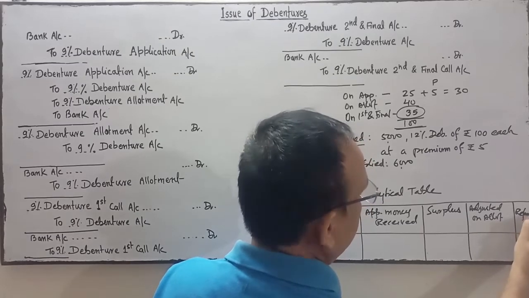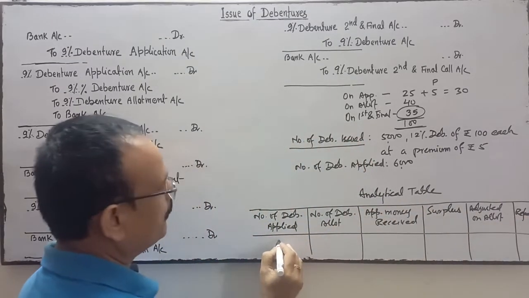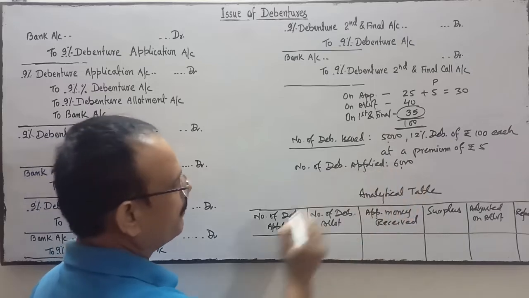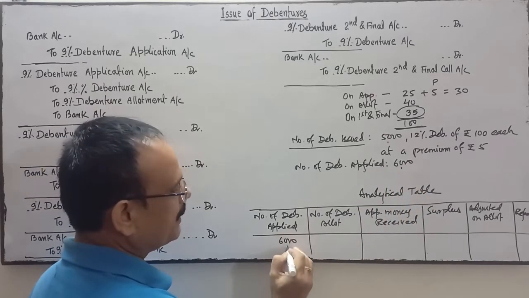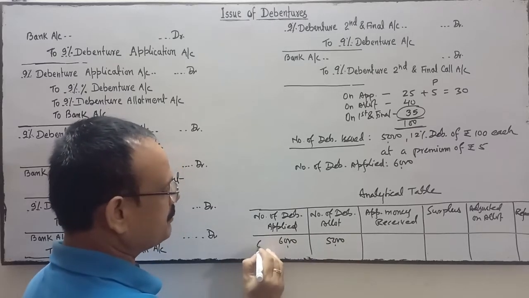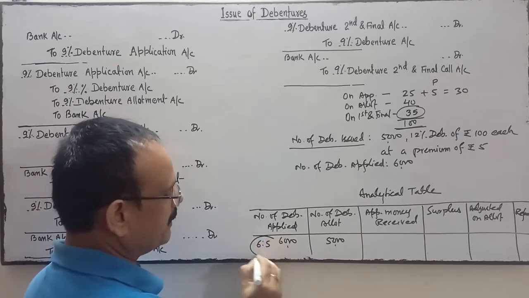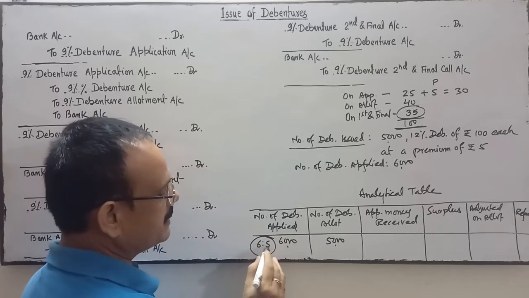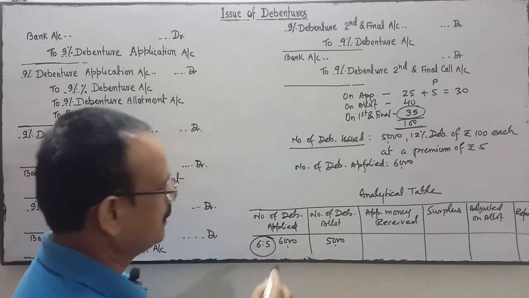We will prepare the refund. Now come, number of debentures applied by the public is 6,000 and the company has allotted 5,000 debentures on pro rata basis, means at the 6:5 ratio. Those who apply for 6 will get 5 shares.